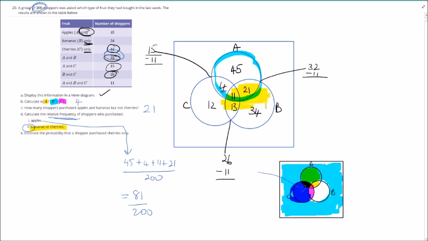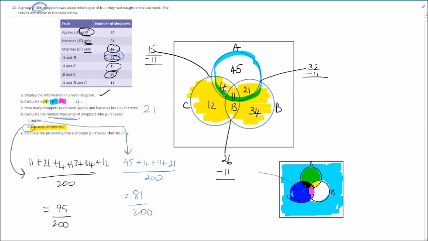Bananas or cherries. When it's or, it's not the overlap, but we color everything. So we add all those numbers that I've highlighted. So 11 plus 21 plus 4 plus 13 plus 34 plus 12 over 200. You can check on your calculator you've added the right value by just counting how many values you've added all together. Now we notice that it is a number divisible by 5, so we can simplify and we get 19 over 40.